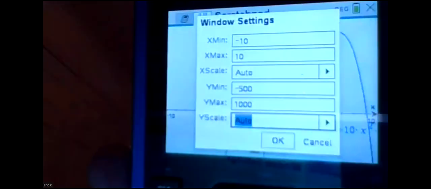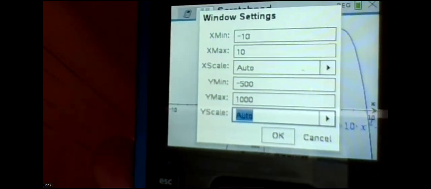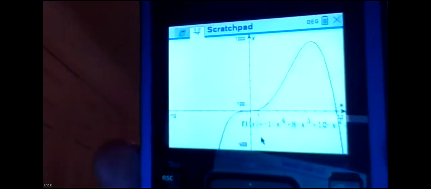And then for the negative side, it doesn't really matter, but in order to make it look nice in terms of the window, you can set it to about -500. So you can copy those window settings in there to get a nice view of the graph. Then just go ahead and press OK. So you should get a graph like this. So that's your quartic graph.